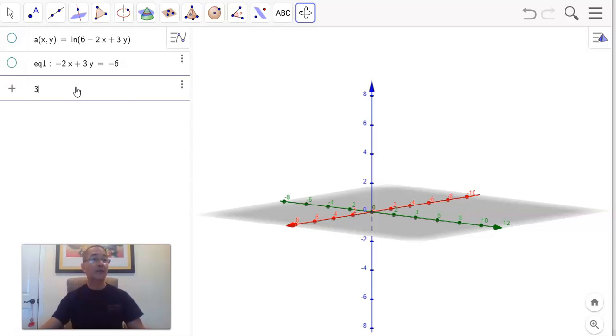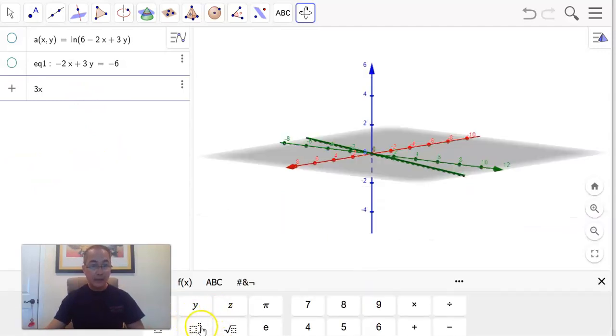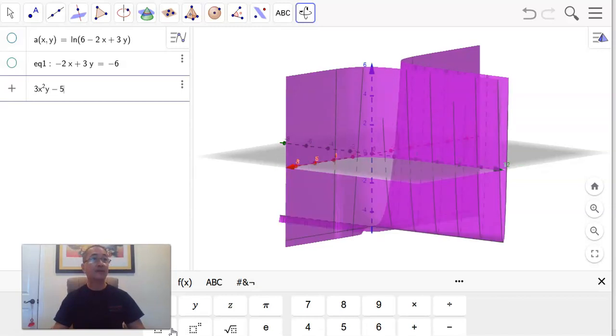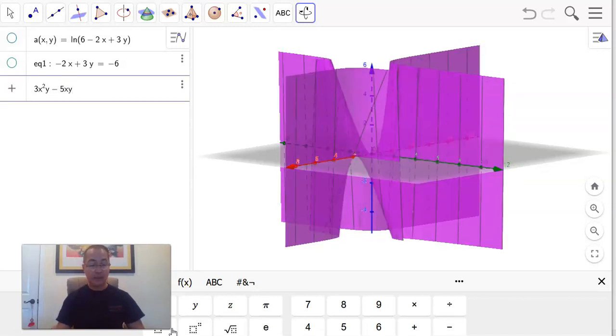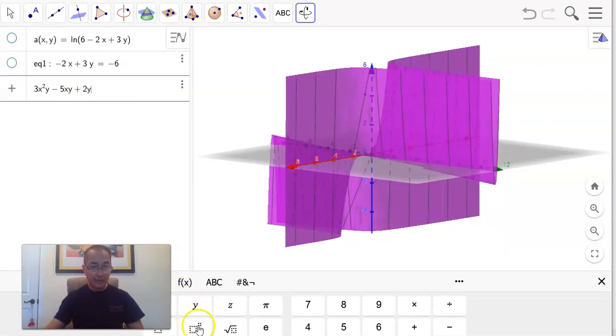So what if we input 3x squared y, ooh, interesting, minus 5xy plus 2y squared.